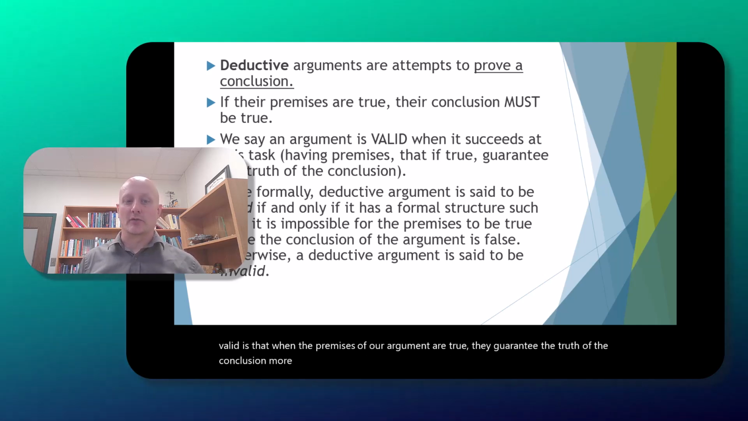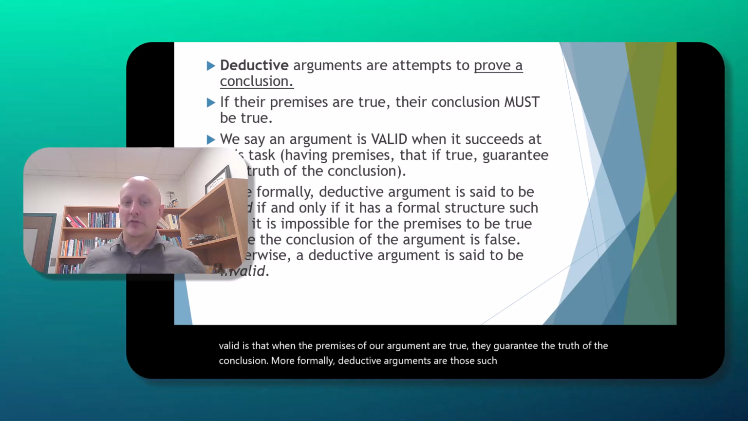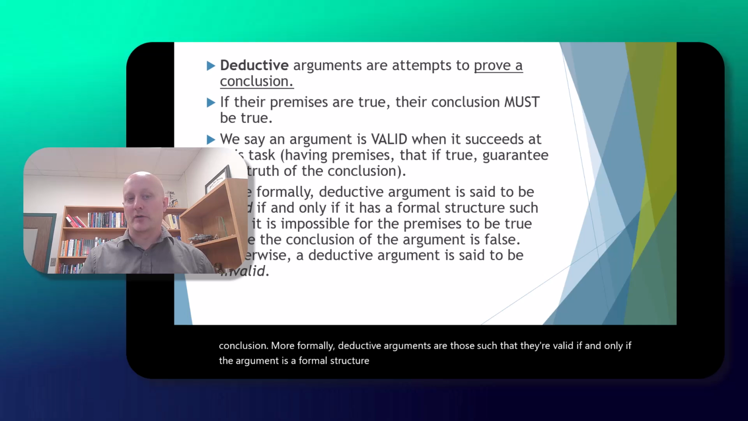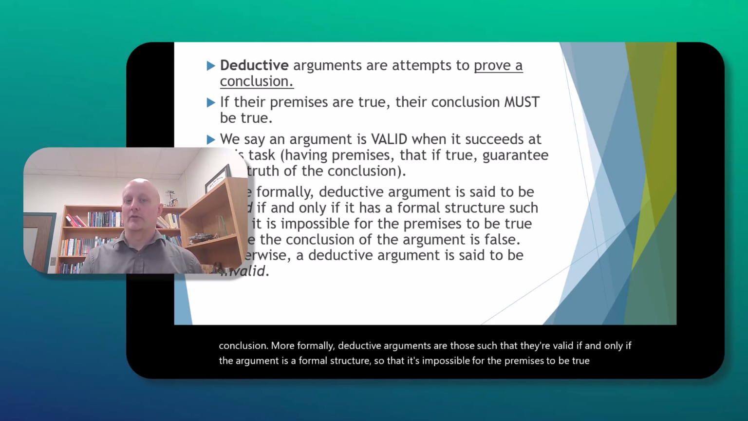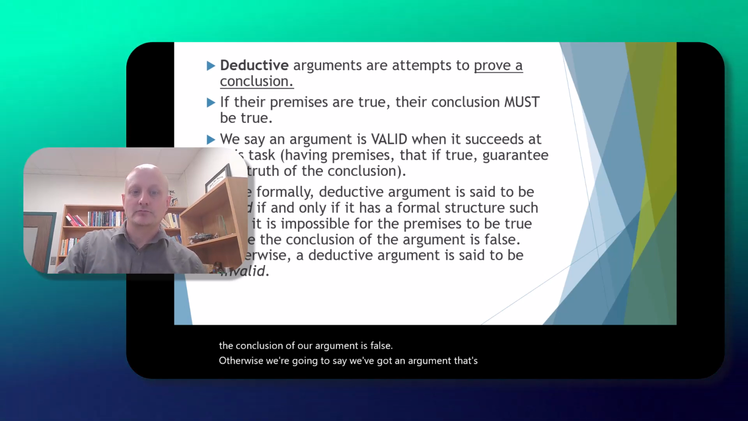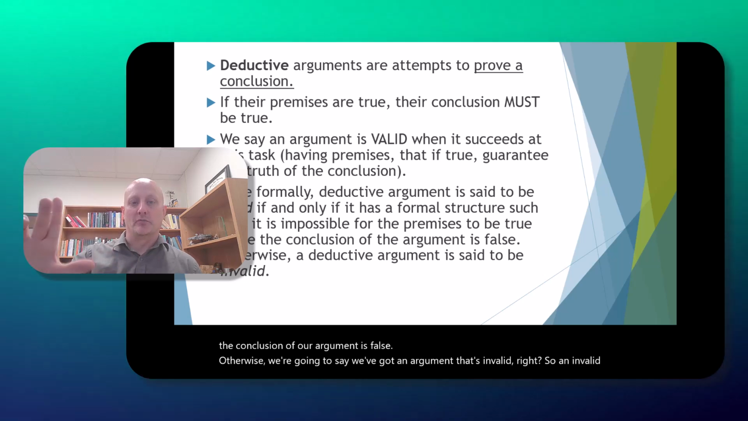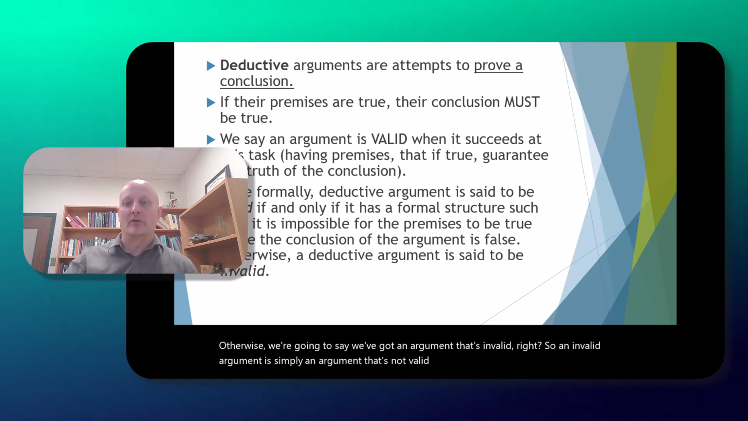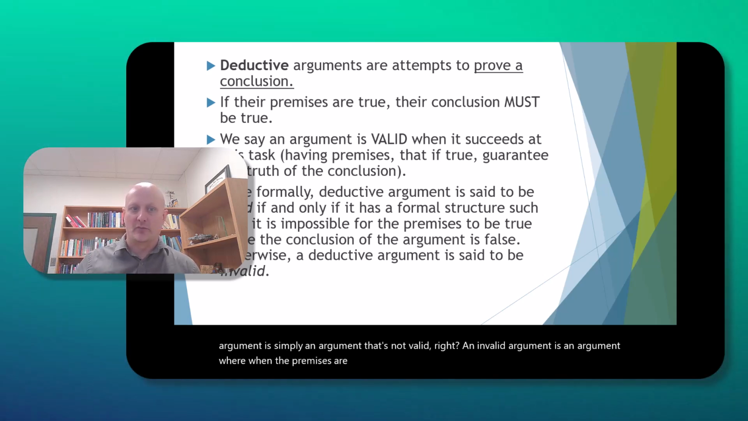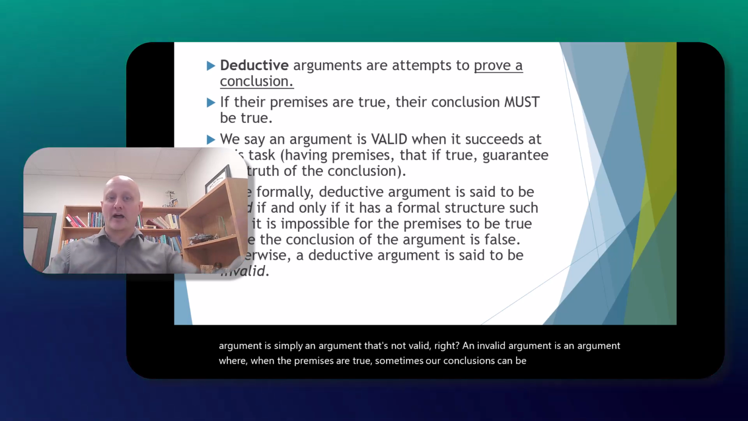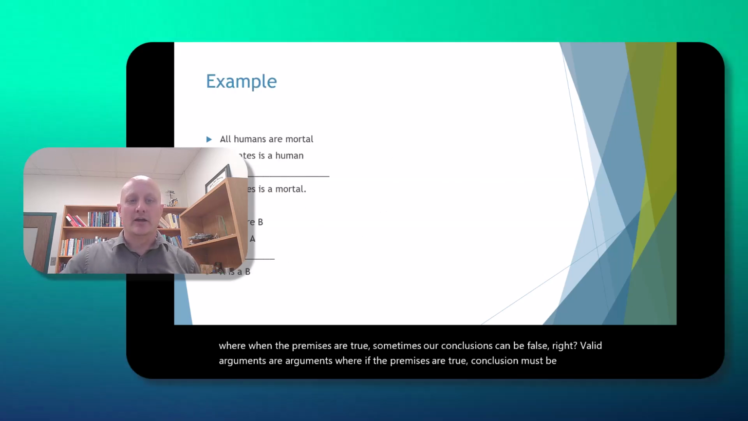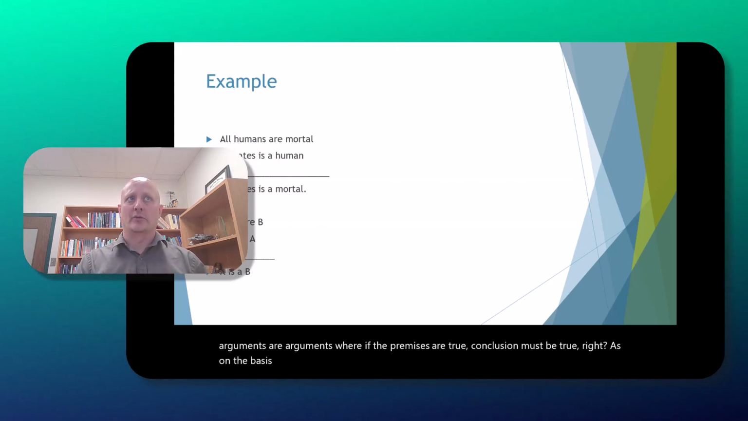More formally, deductive arguments are those such that they're valid if and only if the argument has a formal structure such that it's impossible for the premises to be true while the conclusion of our argument is false. Otherwise, we're going to say we've got an argument that's invalid. Right? So an invalid argument is simply an argument that's not valid, right? An invalid argument is an argument where when the premises are true, sometimes our conclusions can be false, right? Valid arguments are arguments where if the premises are true, the conclusion must be true, right? As on the basis of the structure of the argument.